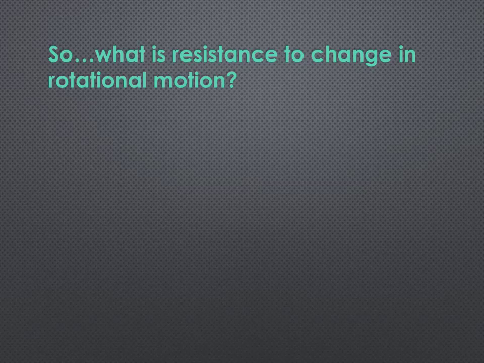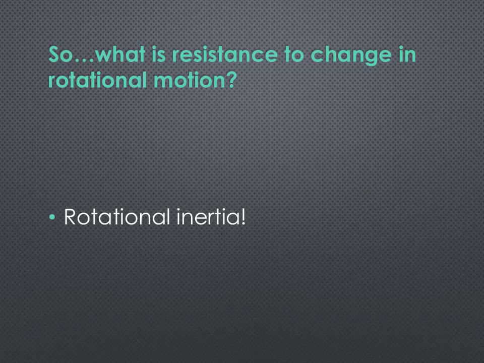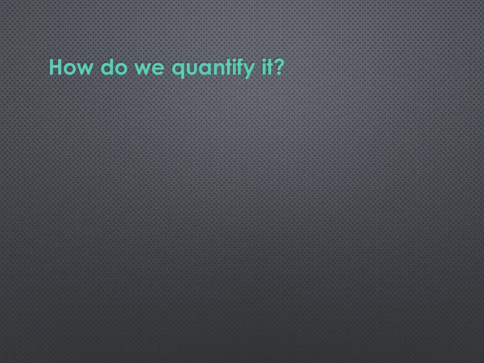So, what is resistance to change in rotational motion? Unsurprisingly, it's rotational inertia. So it's really the same concept, except we put the adjective there so we know that it's a change in rotational motion that it's resisting. And how do we quantify this? Well, we all know that it's not just the mass of something that matters to how hard it is to rotate it. If I have something that's got its mass spread out, it's going to take a lot more effort to rotate it than something that has the mass concentrated all in one point.